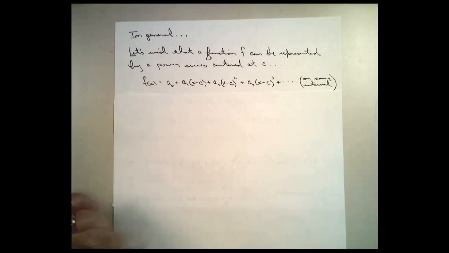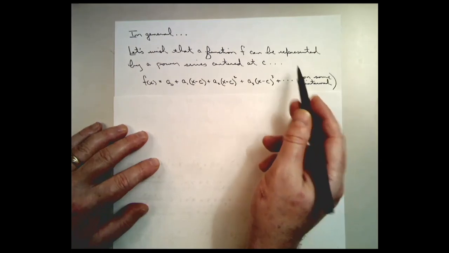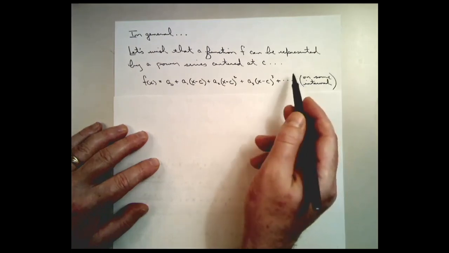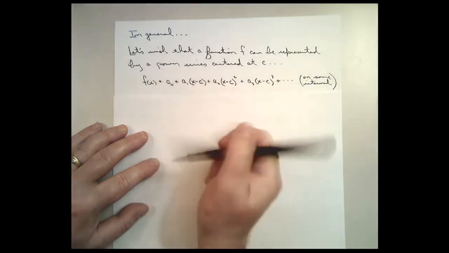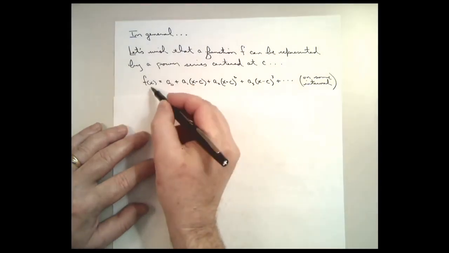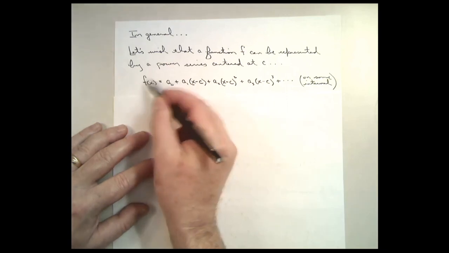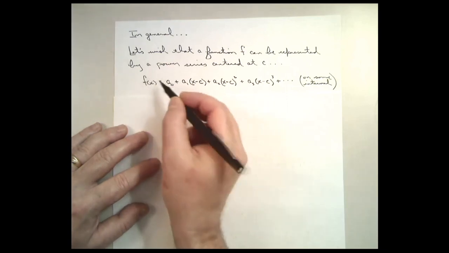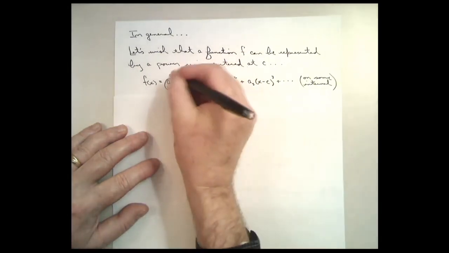So if it can, if we can write that down, then what are some consequences of that? Well, the first consequence is that, since the series is centered at c, evaluating it at c is going to collapse me down to just a sub 0. Evaluating this side at c, well, evaluating this at c gives me f of c. So what I have is f of c is a sub 0.